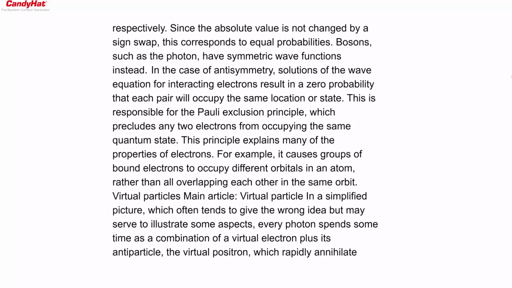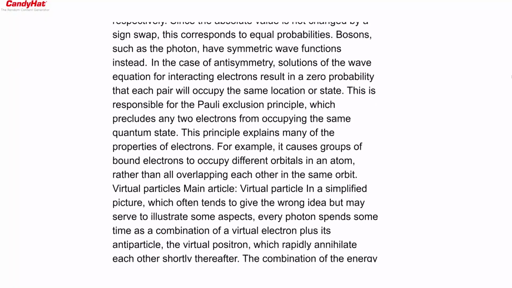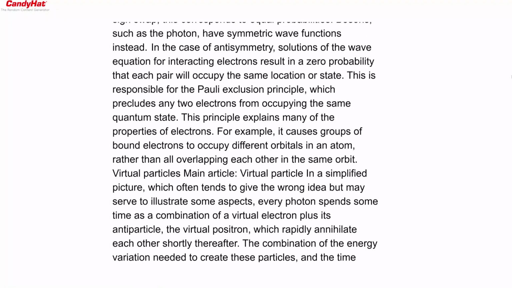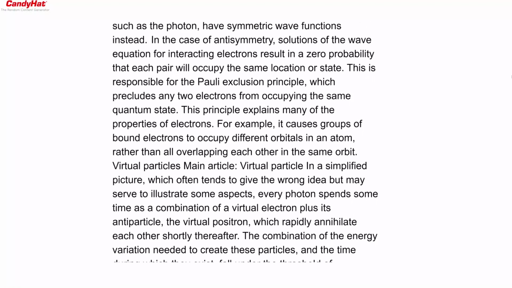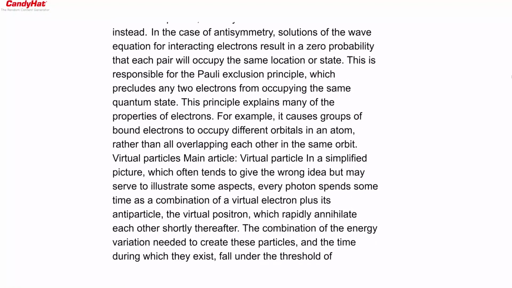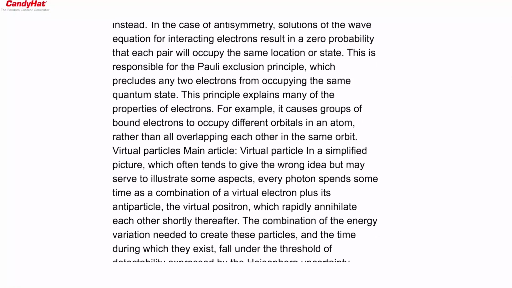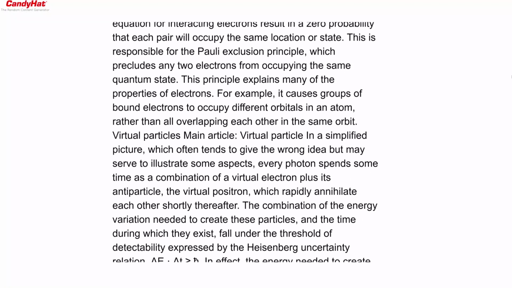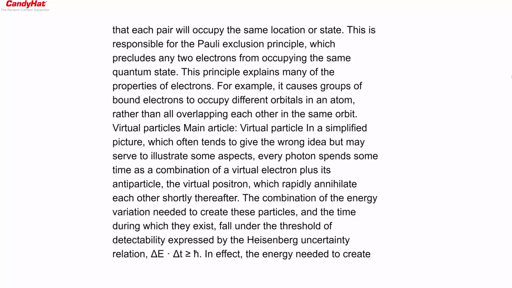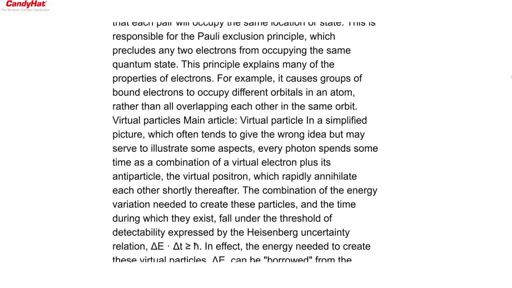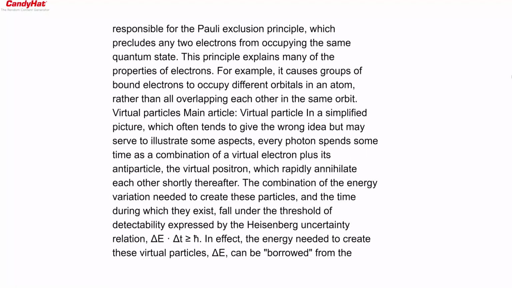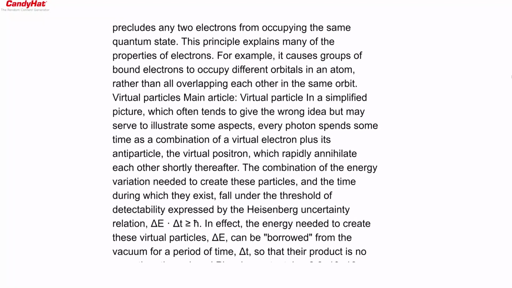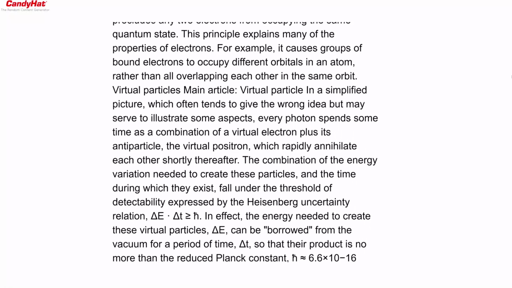In the case of antisymmetry, solutions of the wave equation for interacting electrons result in a zero probability that each pair will occupy the same location or state. This is responsible for the Pauli exclusion principle, which precludes any two electrons from occupying the same quantum state. This principle explains many of the properties of electrons. For example, it causes groups of bound electrons to occupy different orbitals in an atom, rather than all overlapping each other in the same orbit.